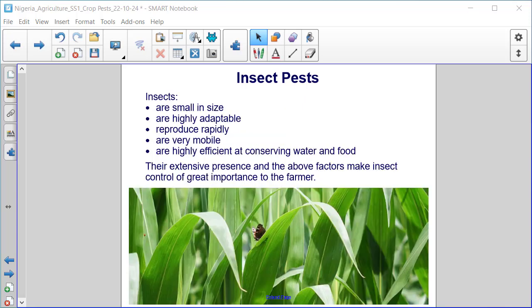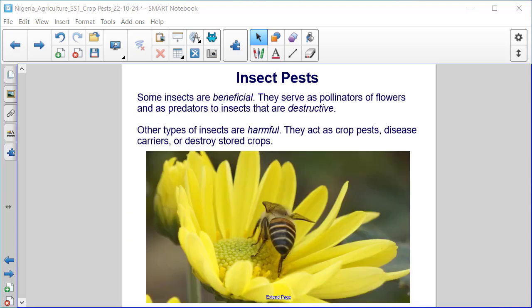Insects are small in size, are highly adaptable, reproduce rapidly, are very mobile, and are highly efficient at conserving water and food. Their extensive presence and the above factors make insect control of great importance to the farmer. Some insects are beneficial. They serve as pollinators of flowers and as predators to insects that are destructive. Other types of insects are harmful. They act as crop pests, disease carriers, or destroy stored crops.